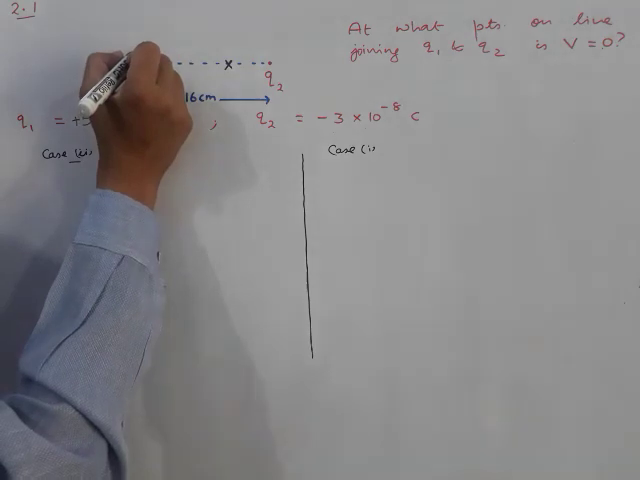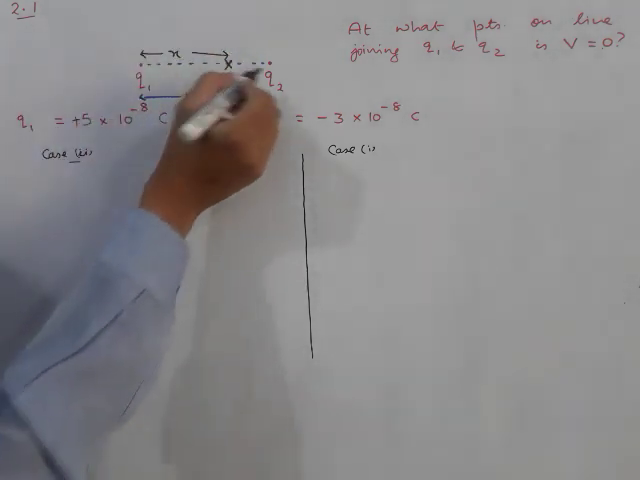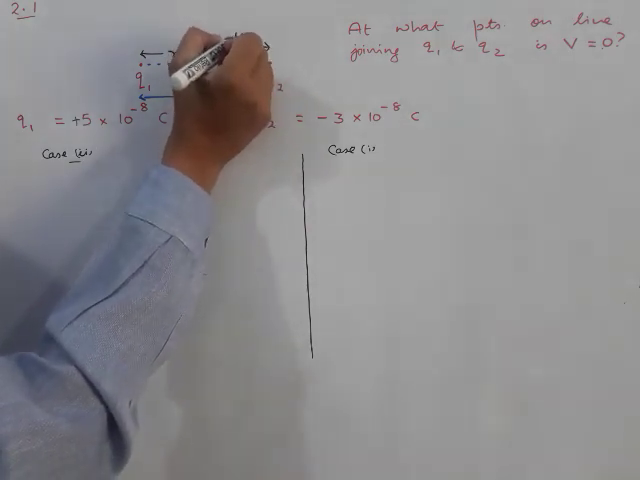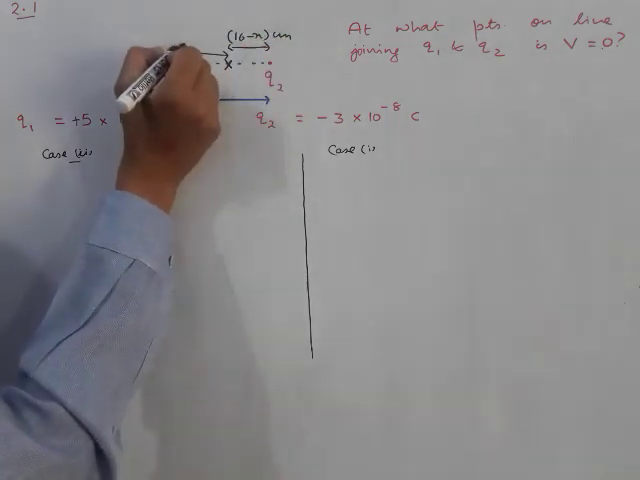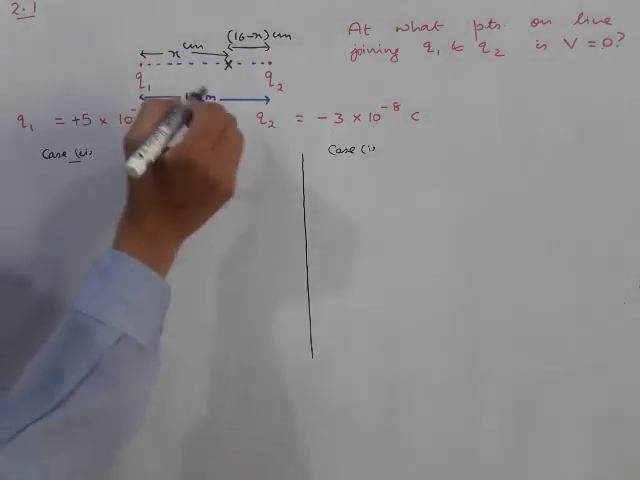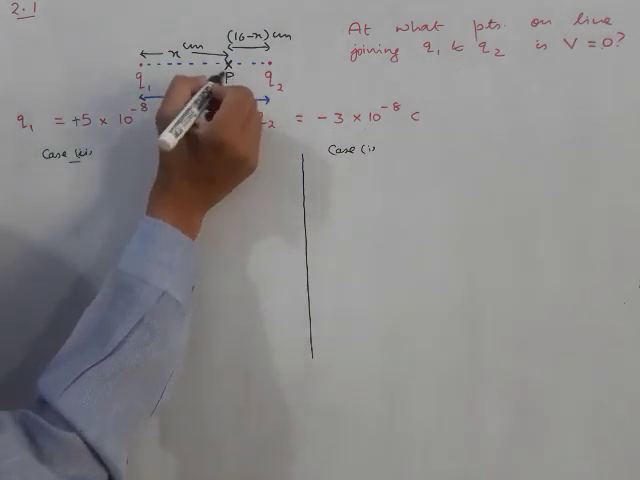Let its distance from this point be x. Then from Q2, its distance will become how much? 16 minus x, in centimeters. x is in centimeter, so this is also 16 minus x centimeter. So this is our first point. At this point, potential is to be 0. I will choose this point as P.